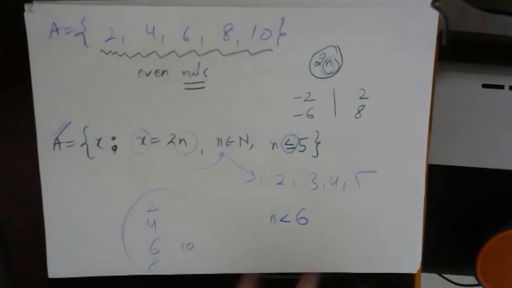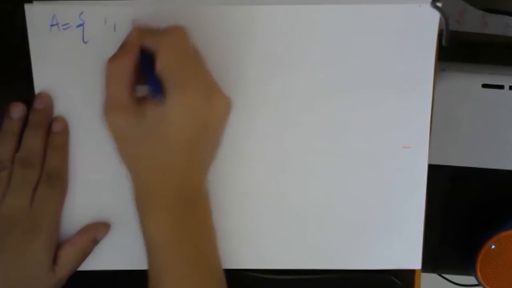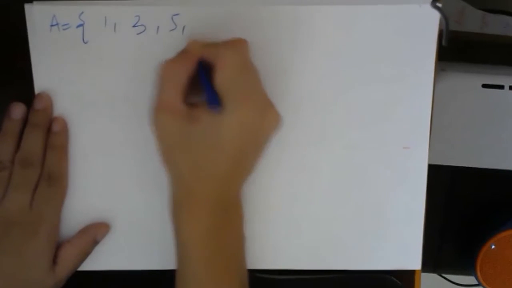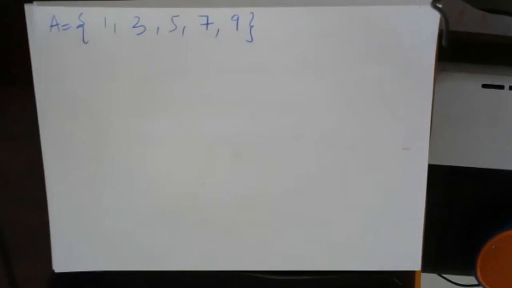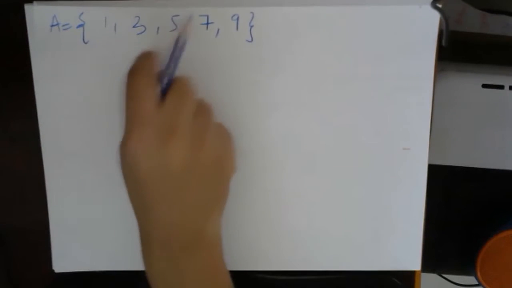Everybody understood this part? Let's do a somewhat similar kind of question. Suppose there is a set A that contains the elements 1, 3, 5, 7, 9. Try to write down the set builder form of this one.